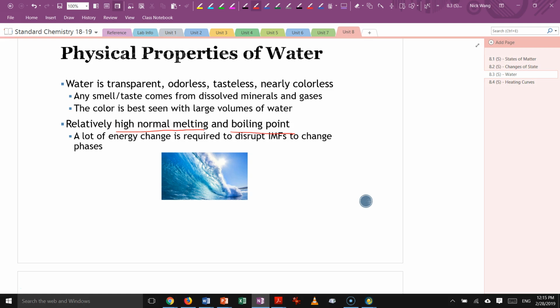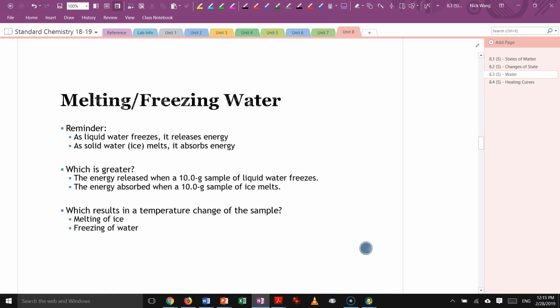And lots of energy change is required to disrupt those IMFs to change phases. So there are intermolecular forces that hold it in place, like the hexagonal shape that you might see. It takes a lot of energy to disrupt each of these individual attractions that exist between the individual particles. And so that's why you have a higher melting point for something like ice, whereas something else, like a pure substance such as carbon dioxide, has a very, very low melting point because it does not take as much energy to disrupt those attractions. Water has really strong attractions.